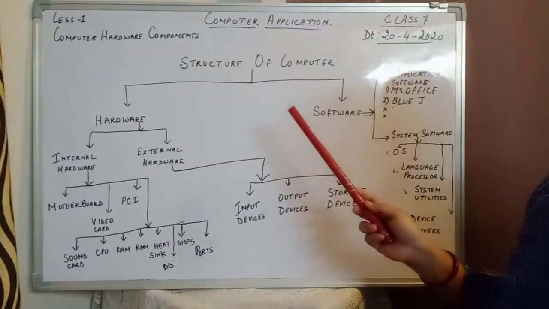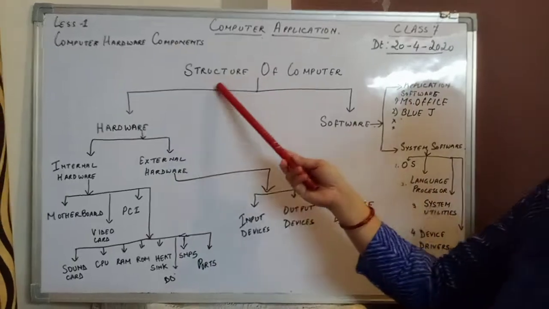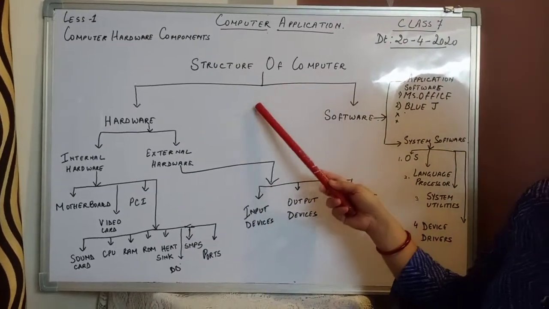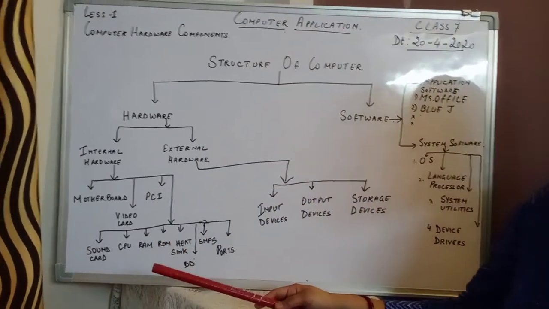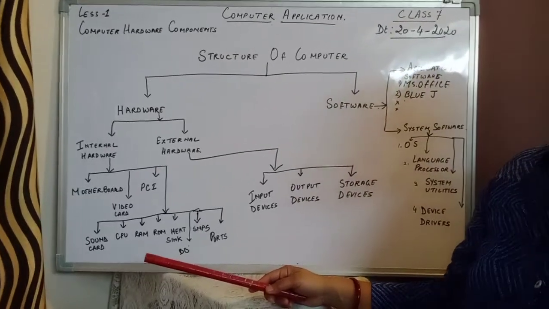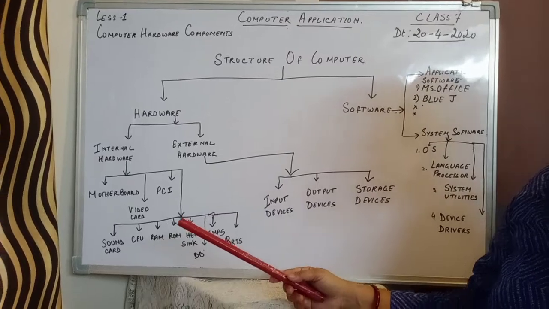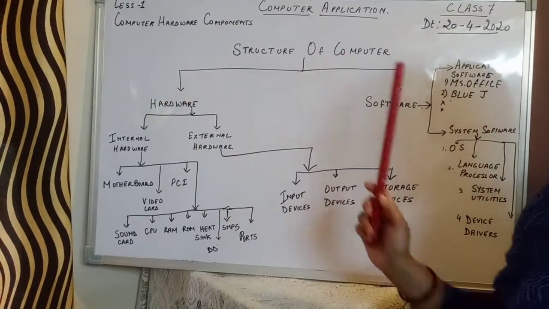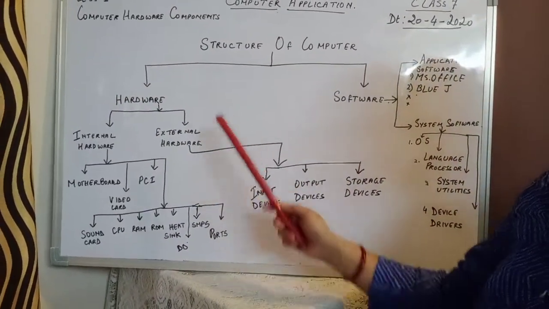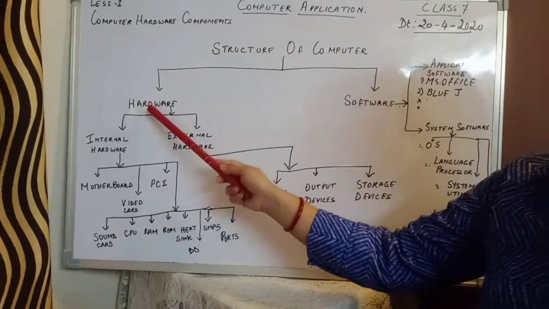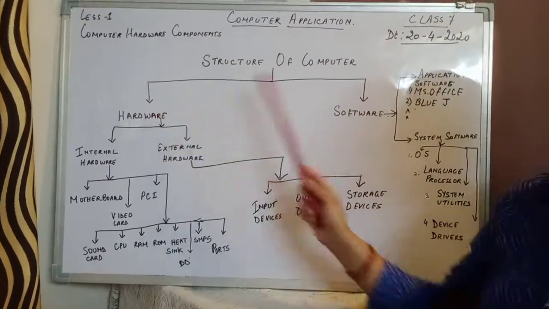Here's a chart which I have drawn for you all children. The structure of computer. Now basically, as you know, from the day you have started learning computers, the teachers might have taught you the basic structure. What is the structure? The main parts of computer. The basic structure is hardware and software. So similarly, the structure of computer is divided into two parts, hardware and software.